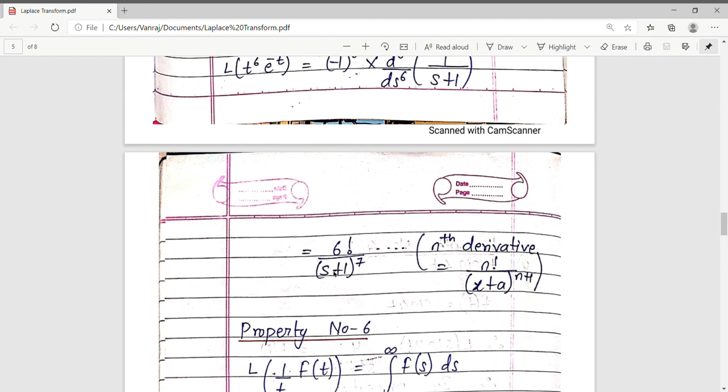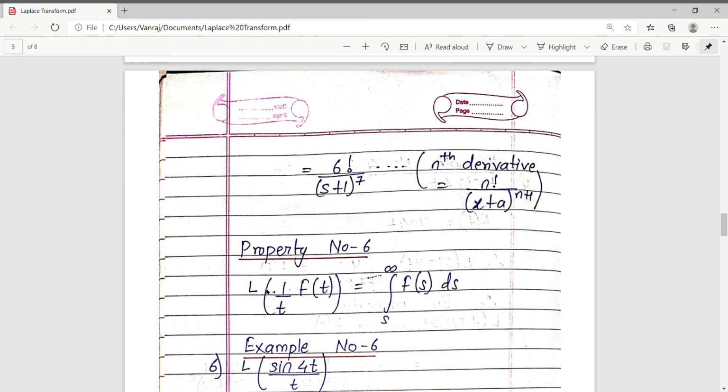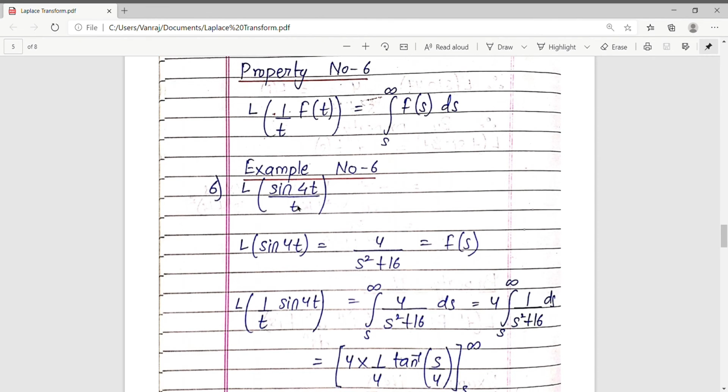Now moving to property number 6. Property number 6 says that if we have to find the Laplace transform of 1 upon t into f(t), then it will be the integration of F(s) from s to infinity. We will see this property with an example. If we have to find the Laplace transform of sin 4t upon t, first we find the Laplace transform of f(t), which is sin 4t, and it is equal to 4 upon s square plus 4 square, which is 16. It will be our F(s).